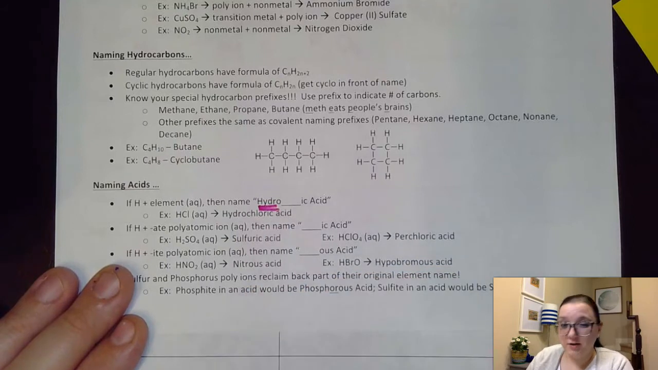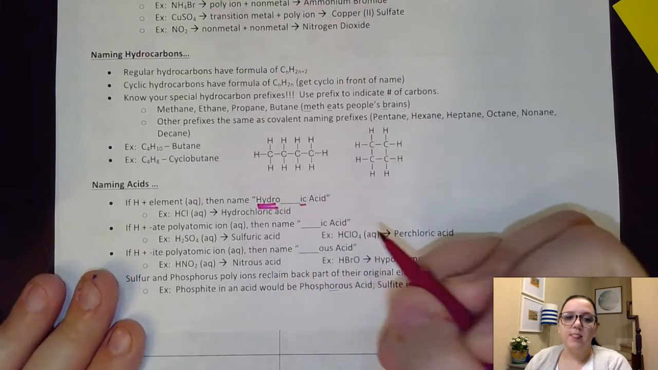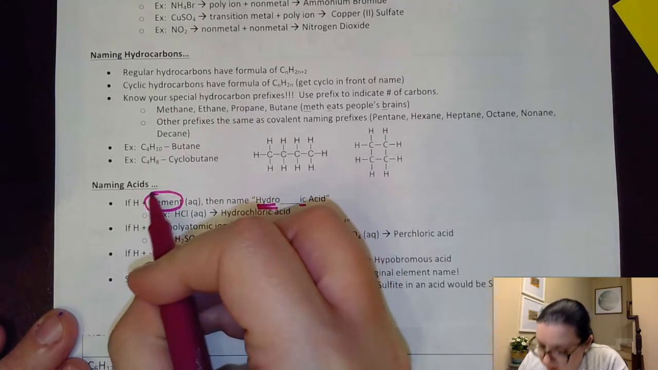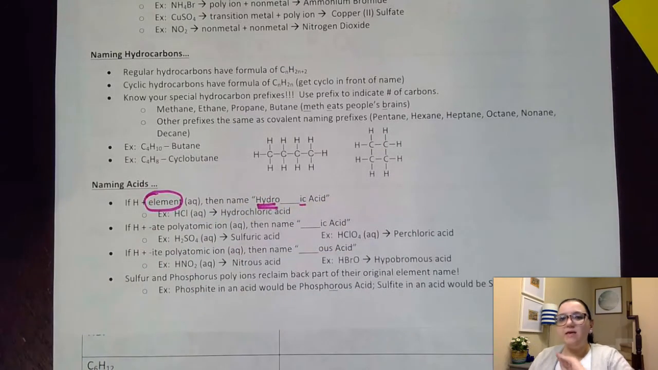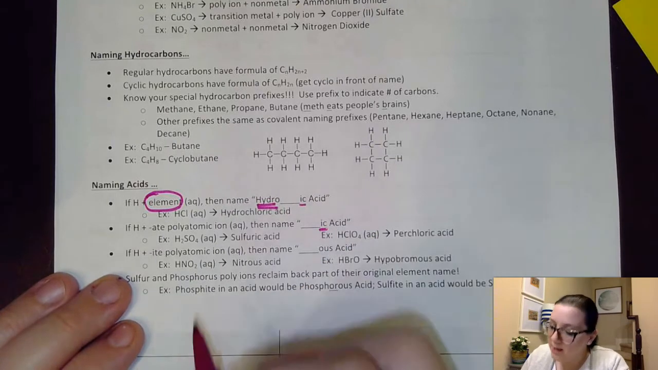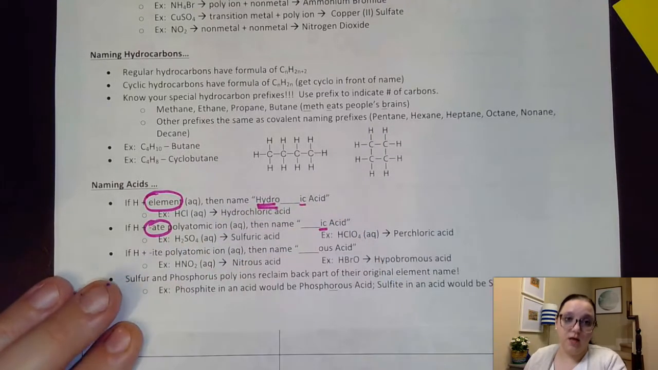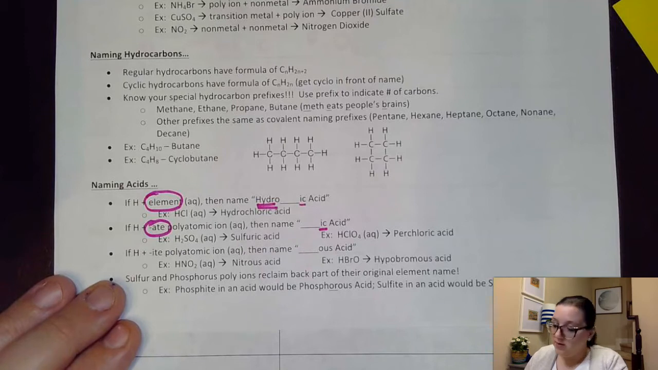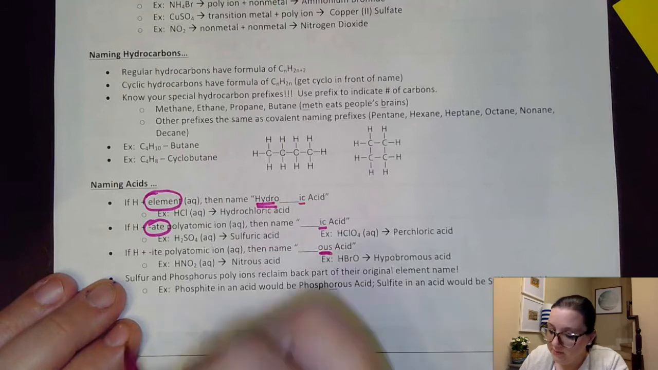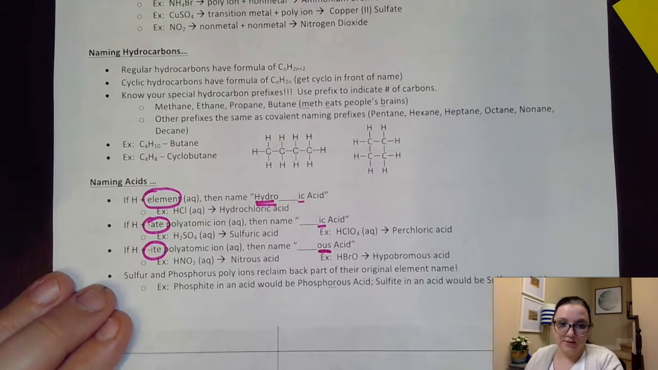Because if I have hydro at the front of the name, and the ending says ic, then that means I have a non-metal in there, okay? So it's just an element that's with it, okay? If I don't have hydro at the front, but I still have that ic ending, then that means I had an ate polyatomic ion in my acid. And then finally, if I see an ous ending to my acid, then that means I had an ite polyatomic ion.